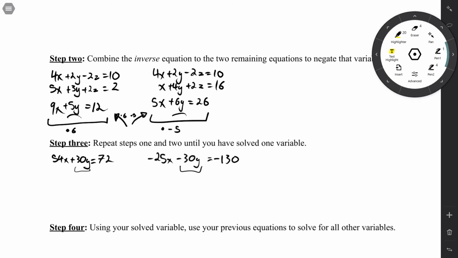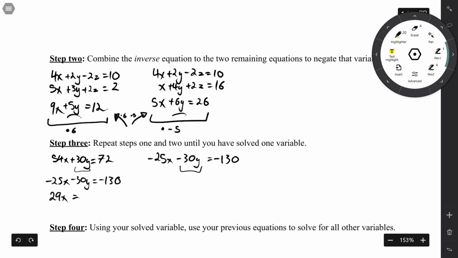Now we just add these together. So let's see, I'm going to take a -25x, the -30y equals -130. Let's see, 54 plus -25x is going to be 29x, and that's going to be 0y. And then 72 minus 130 is -58. If we take that and divide it by 29, we'll get x equals -2. Easy enough. Now we can take this value and just kind of work our way backwards.